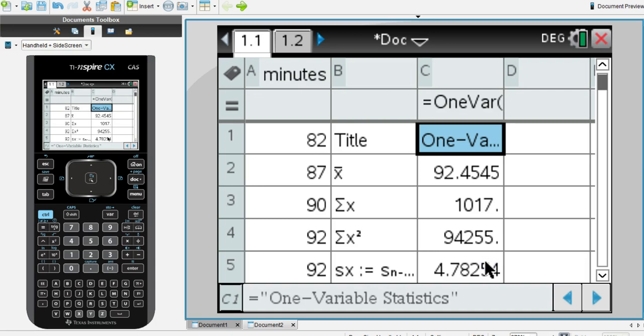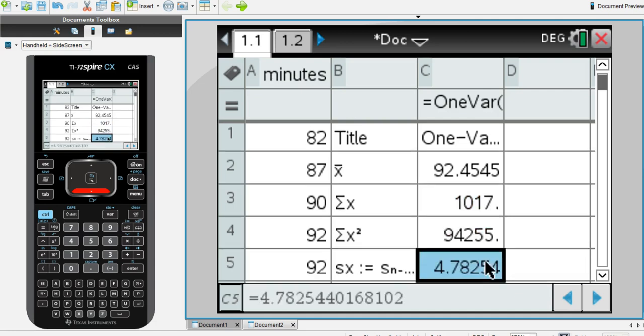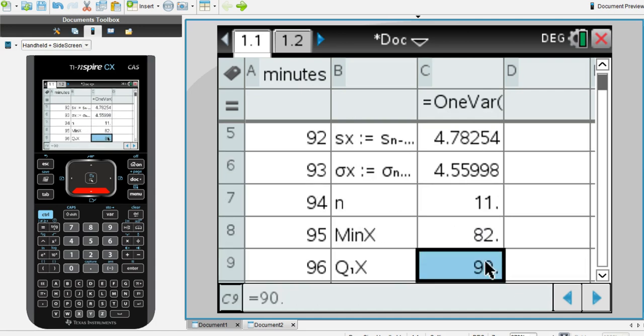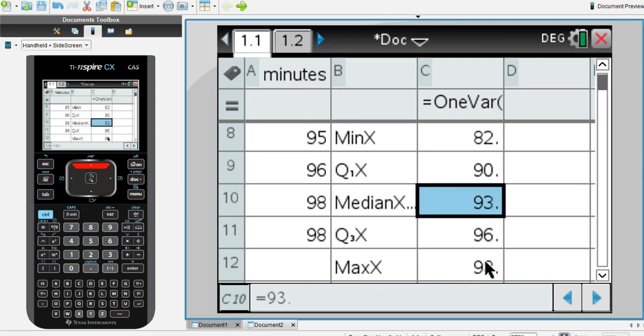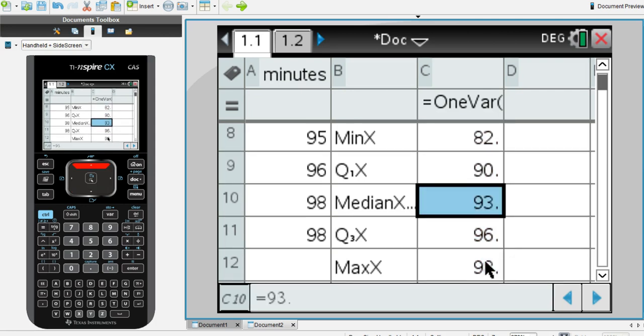What does this do for me? Is that the same mean we calculated? Yep. That's the summation we got. There's some more information down here if you scroll down. Notice there's the median. There's the min, and there's the max. So this is going to give you a lot of information really quickly. So get used to using this.